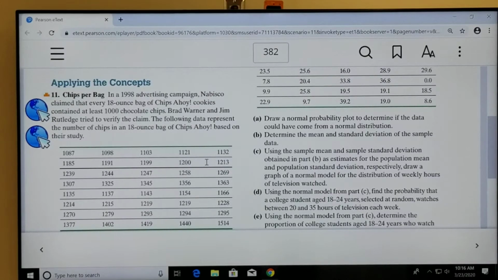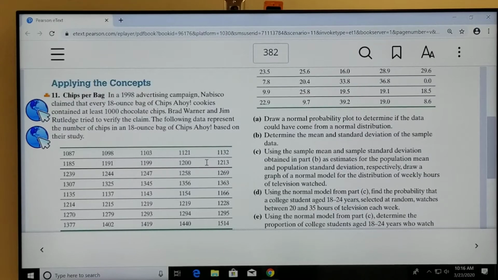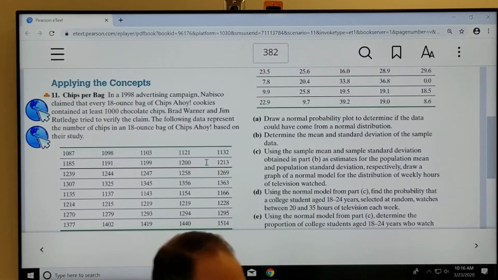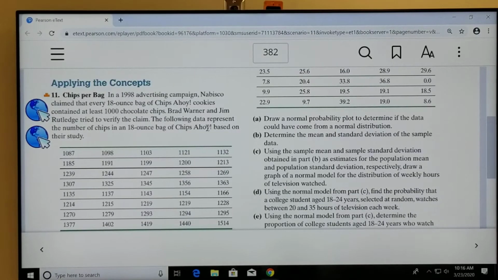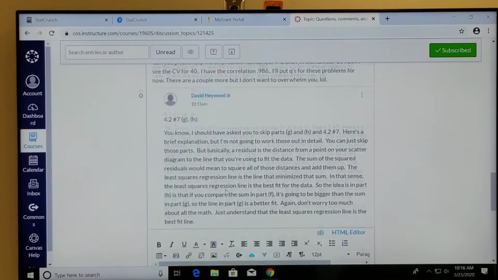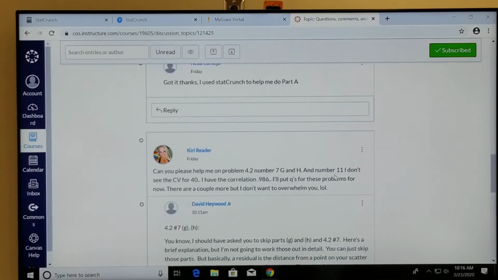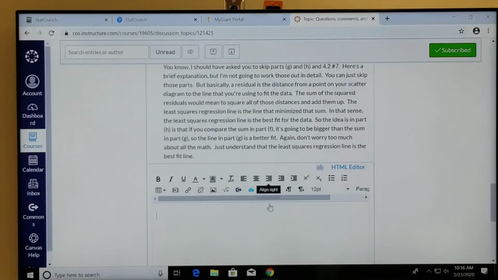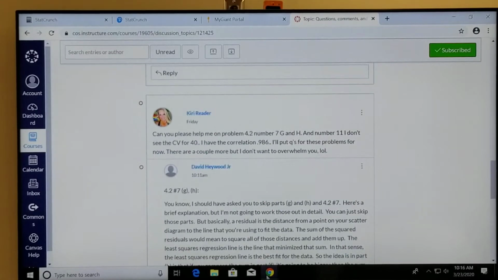Okay, let's look at 7.3, number 11. The question that Kiri asked about 7.3, number 11 was, I don't see the critical value for 40. I have the correlation 0.986. Okay, so let's take a look.